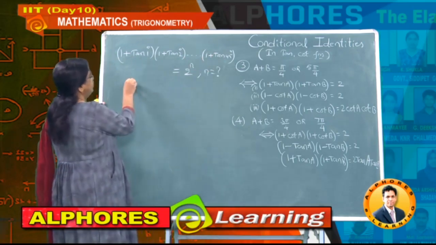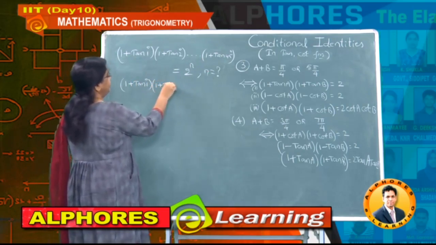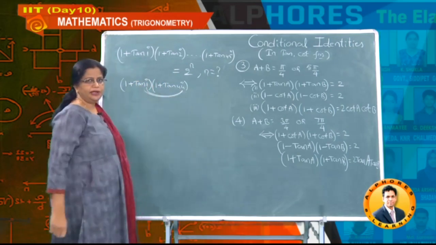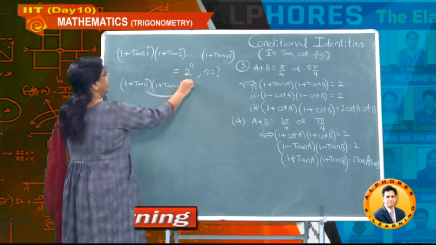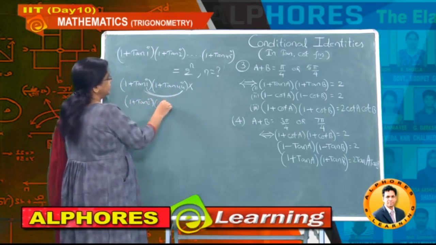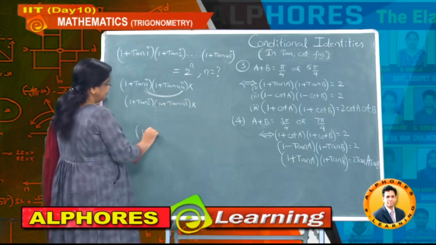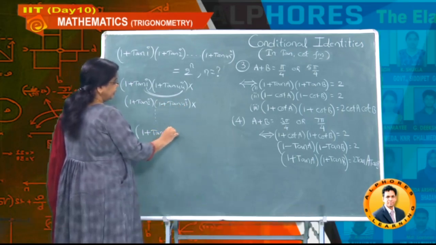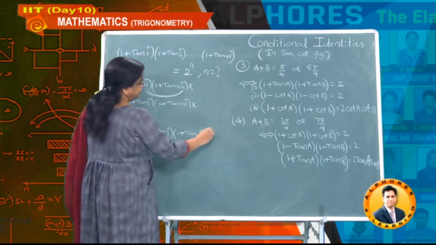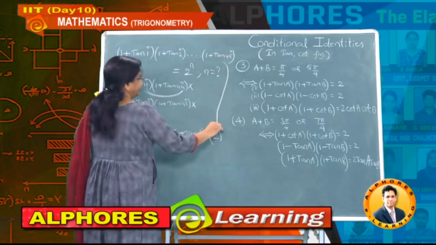Therefore we take here 1 plus tan 1 degree into how much? 1 plus tan 44 degrees. So you got a combination of 45, right? And similarly the product continuing, it is 1 plus tan 2 degrees into how much? 1 plus tan 43 degrees, right? And like this, continue, 1 plus tan 22 degrees into 1 plus tan 23 degrees. And what is the alone value? It is already known, 1 plus tan 45 is nothing but 2. So this term is 2.